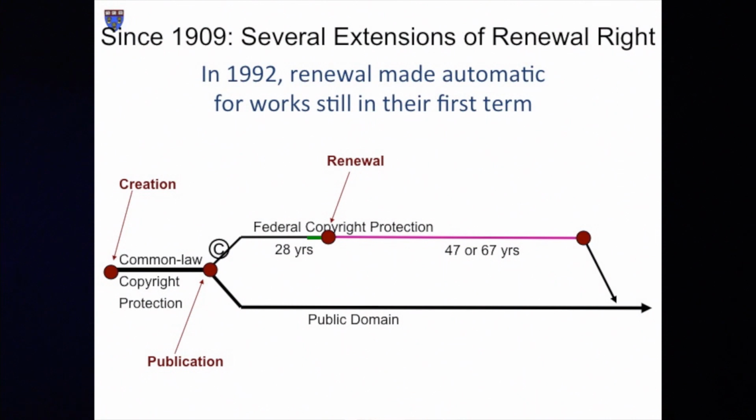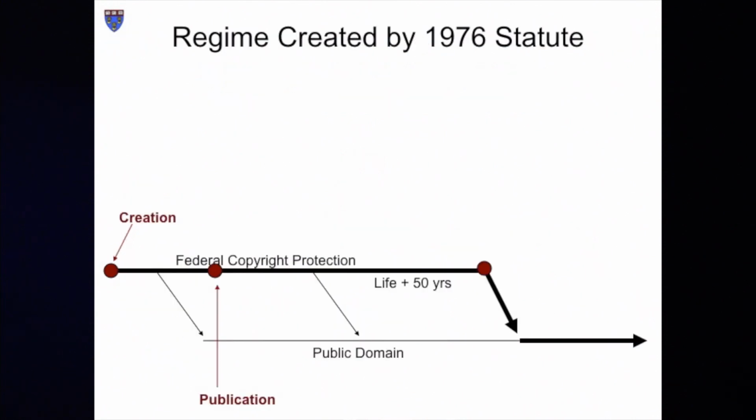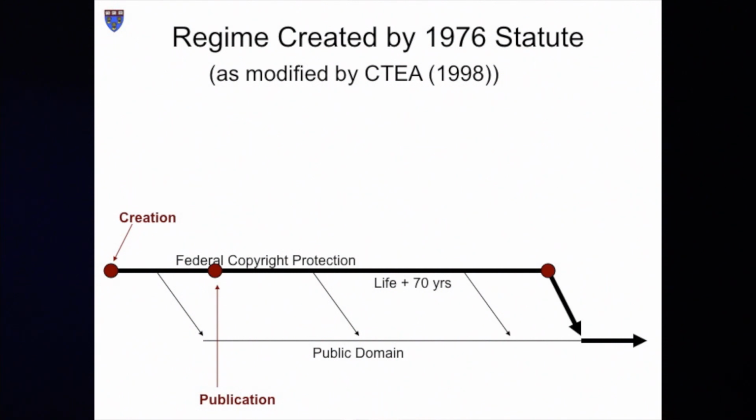The 1976 general reform of the copyright statute, which became effective, as we've seen, at the start of 1978, instituted a radically new regime. As we've seen, works created thereafter acquired federal copyright protection immediately, which lasted for the life of the author plus 50 years. The Copyright Term Extension Act in 1998 extended that term to its current duration, life of the author plus 70 years.